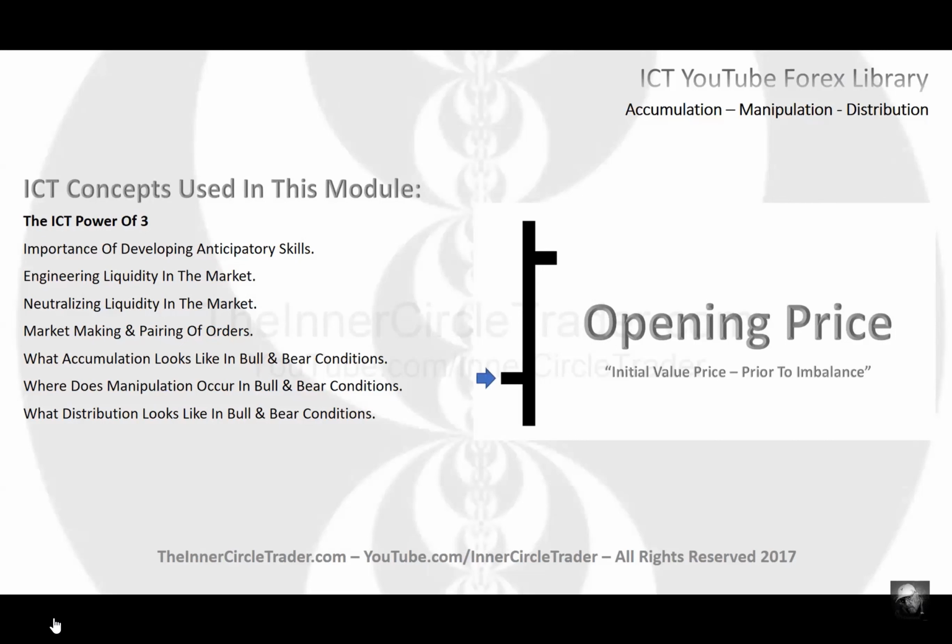Now, the first of the four is the opening price. For definition terms, this is the initial value price prior to any imbalance. And I'll talk more about that as we go. The closing price is the ending value price post-price imbalance.